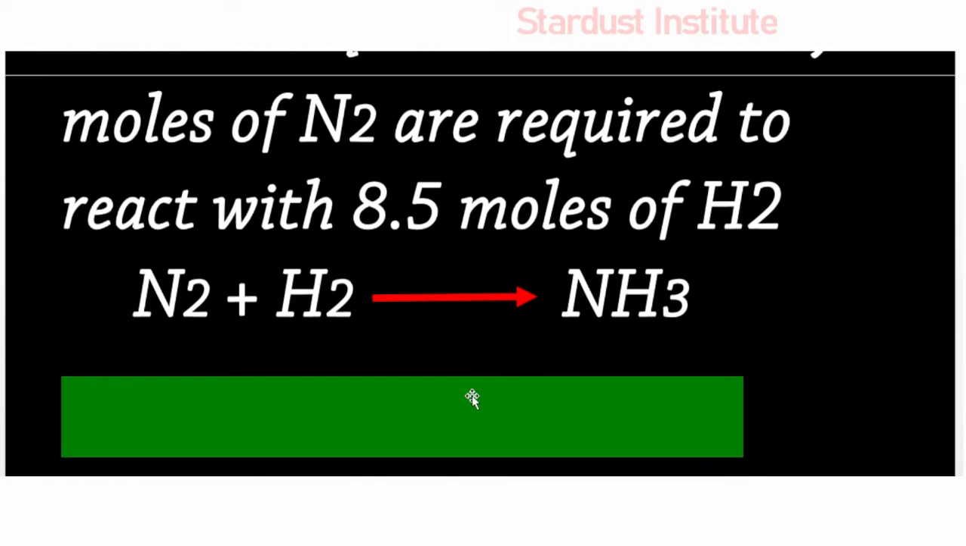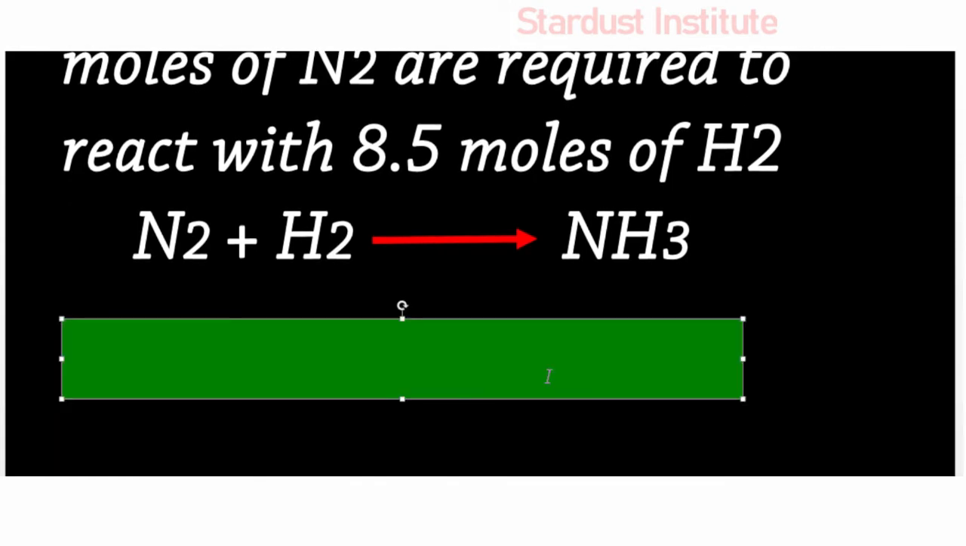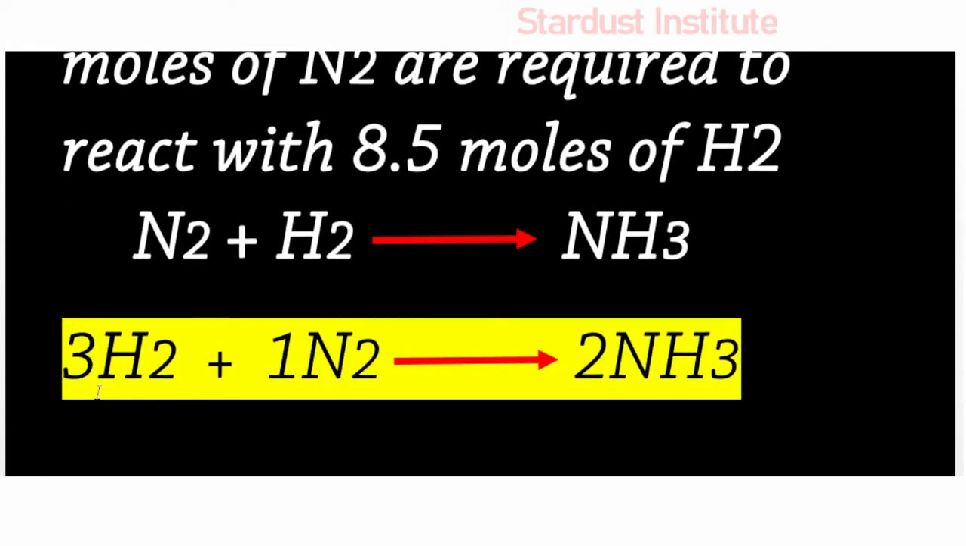First of all, we should balance this chemical equation in this way. 3H2 plus 1N2 we get 2 ammonia. Now you can see on the left hand side 3 times 2, 6 hydrogens. On the right hand side 2 times 3, 6 hydrogens. On the left hand side 2 nitrogens. On the right hand side 2 nitrogens.